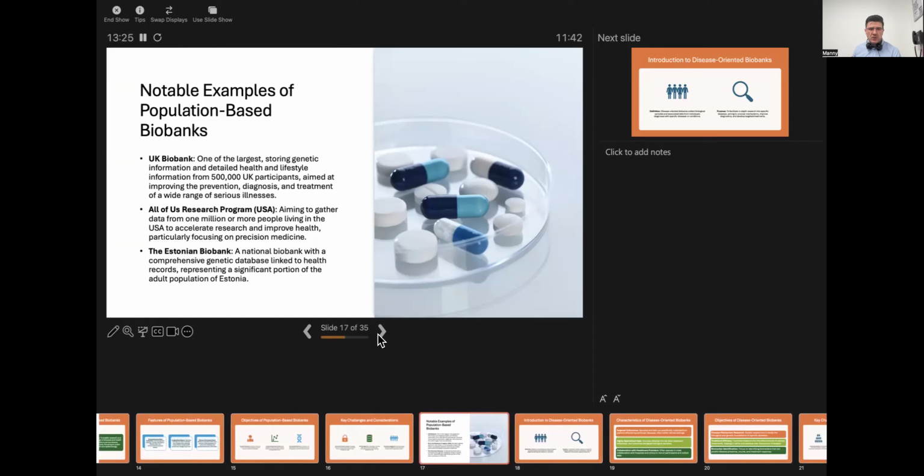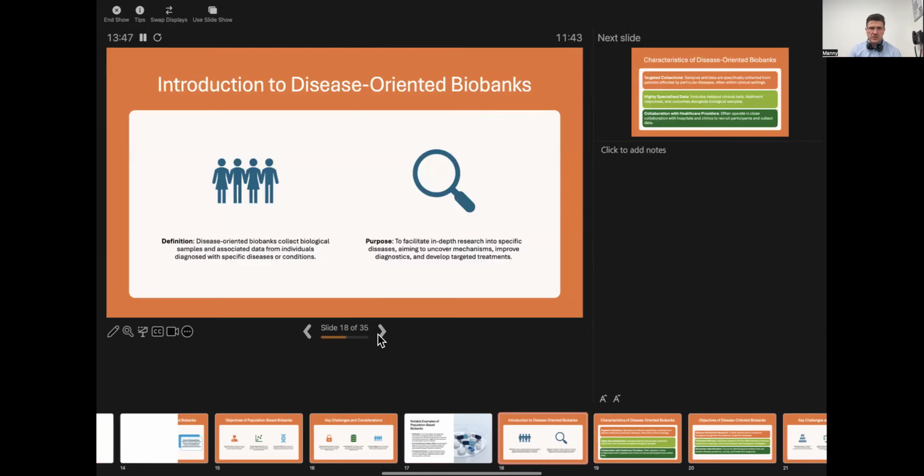So examples of population-based biobanks, we have the UK Biobank, which contains 500,000 UK participants. We also have the All of Us program, which is in the US, aiming to gather data from 1 million or more people living in the US. And the Estonia Biobank, which apparently includes something like 10% of the whole population of the country.